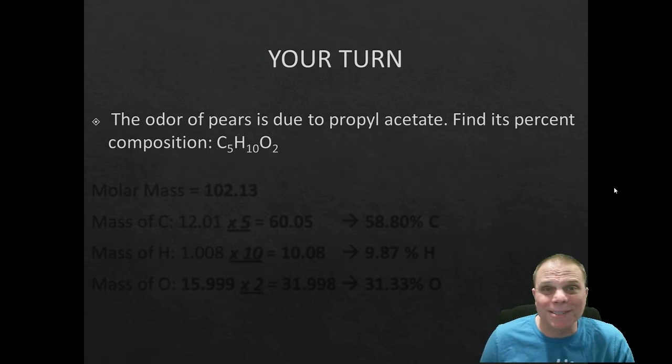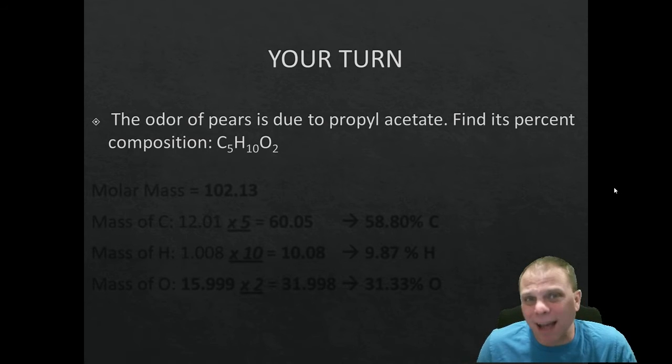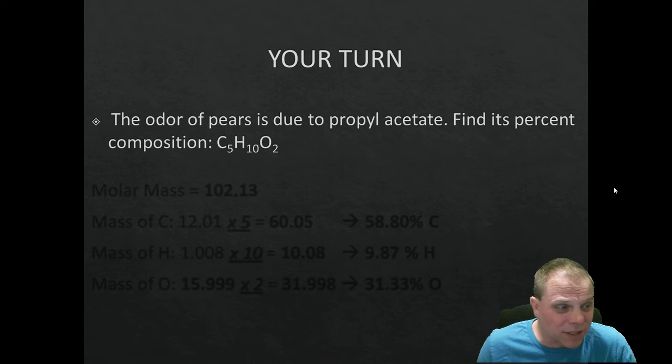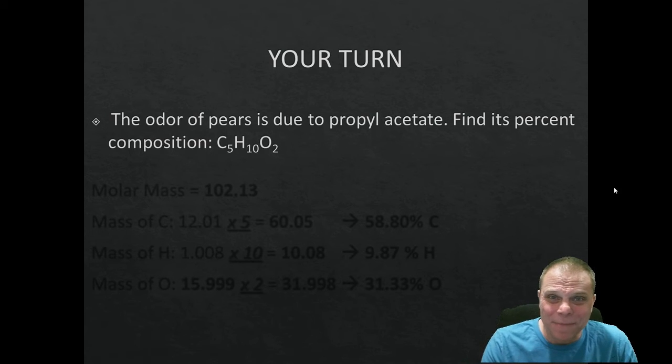All right, so here is your turn to practice this. The next problem is propyl acetate. Find its percent composition. Now they're giving you the formula of the entire compound, right? C5H10O2. So you're going to have to figure out the percent composition of the C's, the H's, and the O's, okay? So I want you to practice it. All right, so you're going to pause and practice, and then we'll come back and see how you did.